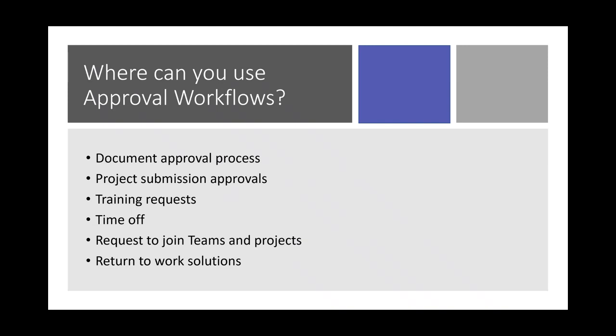Time off is a very popular one. Request to join a Teams or a project, I think that's a great one too. If you don't have that already in place or have a mechanism to do that, approvals could be a really easy way to spin that up. And then lastly, we just generally listed return to work solutions. So if you're requesting to come back into the office, requesting a desk, there's many ways that we can build that out in approvals.